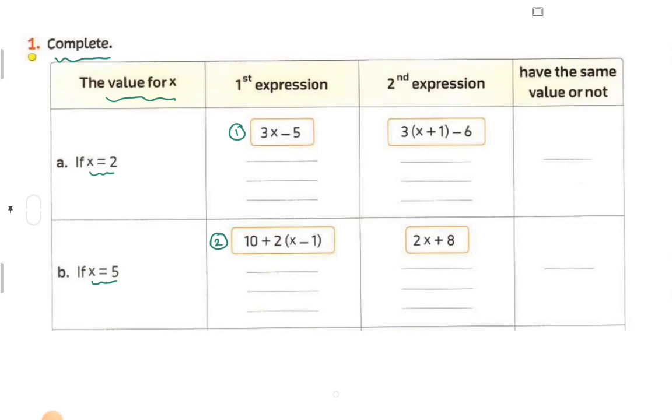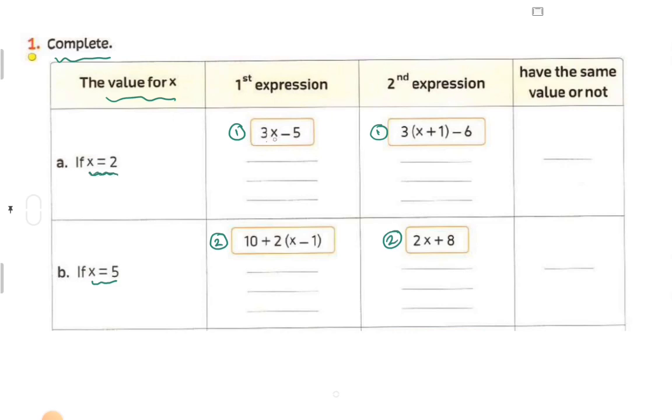Okay? Second expression. Okay, expression number 1, expression number 2. We need to know if these two expressions are equivalent or not, and we write the result here. Start with expression number 1 and substitute x equal 2.